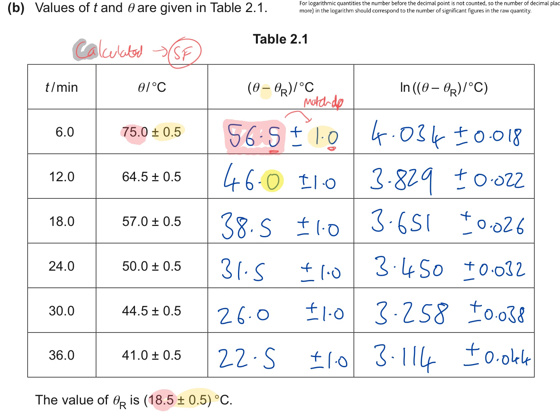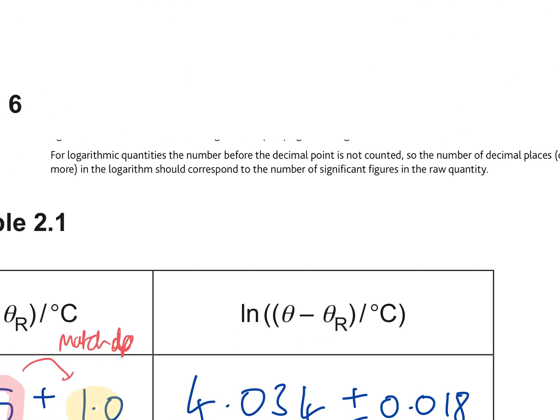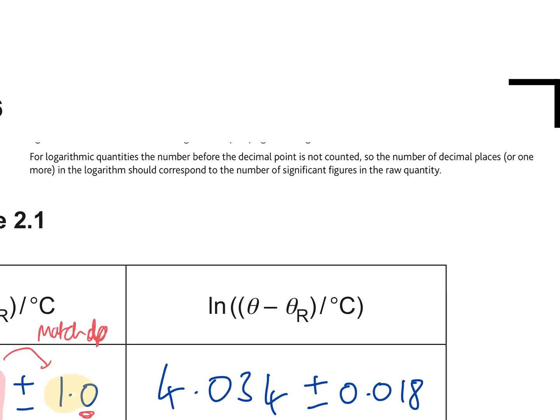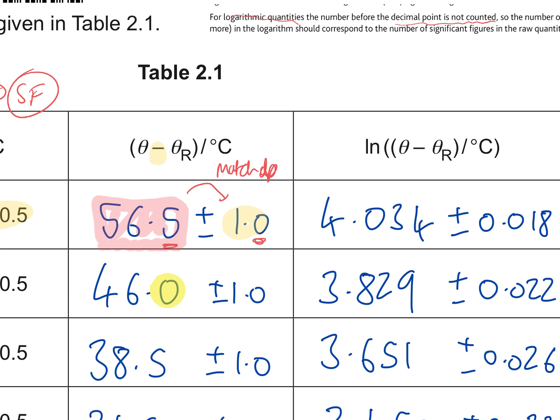Now, taking the natural log of those values. So what you do is obviously take natural log of 56.5. Now, why have I done that many sig figs? Well, it's important to highlight this point, which I've actually put here so you can read it. For logarithmic quantities, the number before the decimal point is not counted. So that's really important. You can see that this calculation here is based on these two, and that is to 3 sig figs.